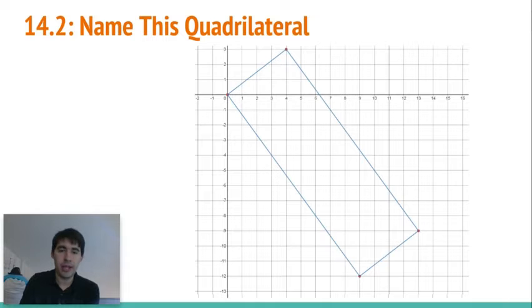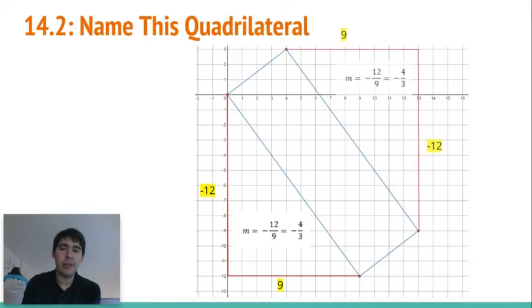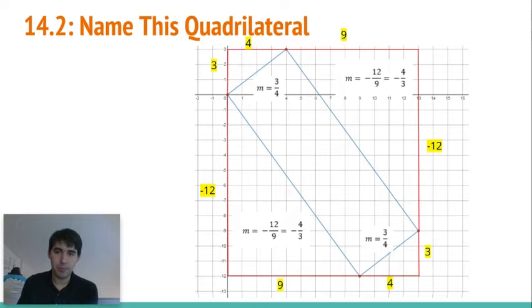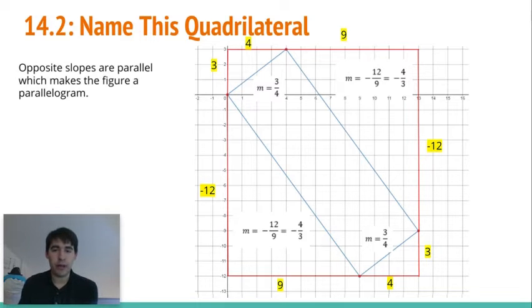So we're going to start by finding the slope of each one of these lines. Starting on the bottom left, we can see that it goes down 12 and to the right 9, making the slope negative 4/3. If we do the same thing with the line opposite, we can see that it has the same exact slope. Great. Now let's find the slope of the short end at the top. We can see that it goes up 3 and to the right 4, making this slope 3/4. We do the same thing with the opposite side and see that it has the same slope. So since opposite sides have the same slope, that means that this quadrilateral must be a parallelogram.